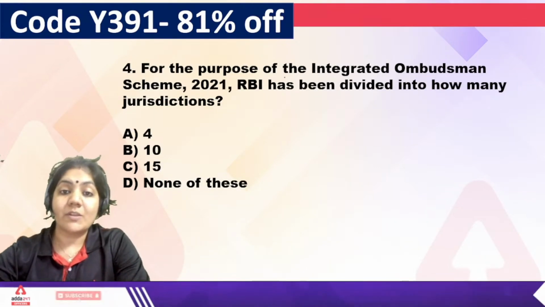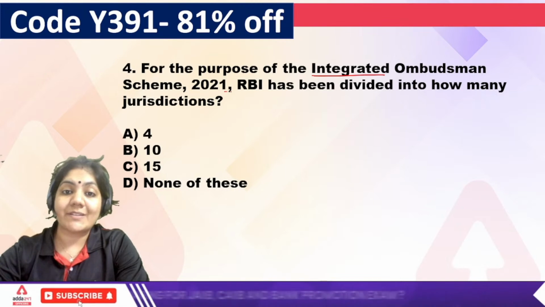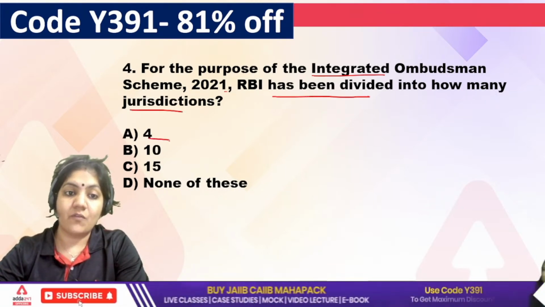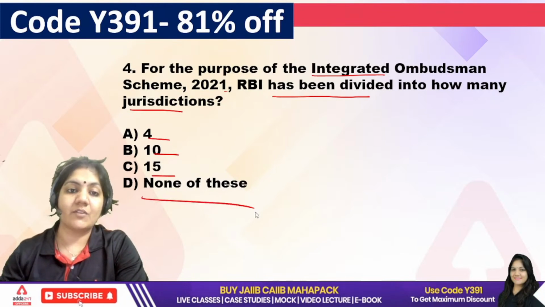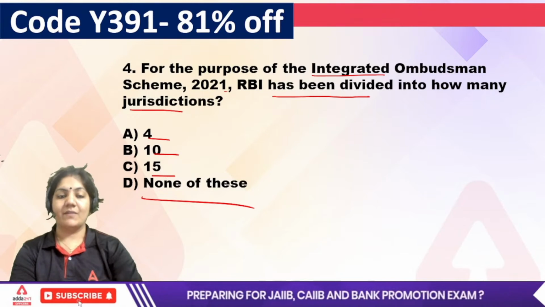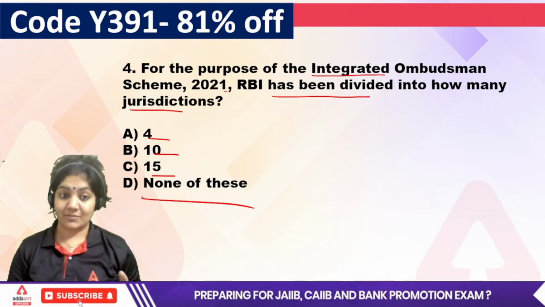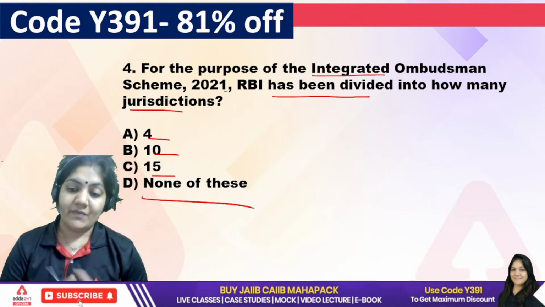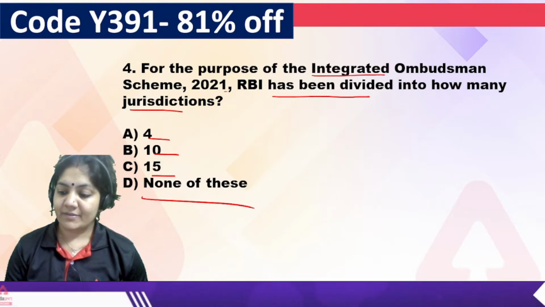Next. For the purpose of the Integrated Ombudsman Scheme, RBI is divided into how many jurisdictions? 4, 10, 15, none of the above. Yes, class. 4, 10, 15, none of the above. Jurisdiction, where we have to file the case. So what is the jurisdiction?